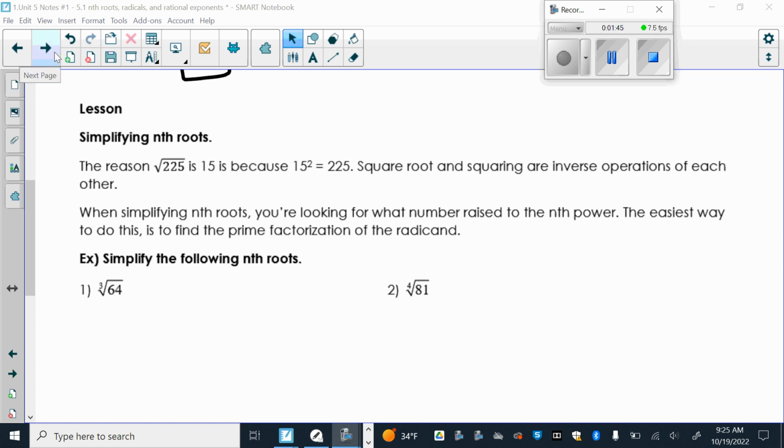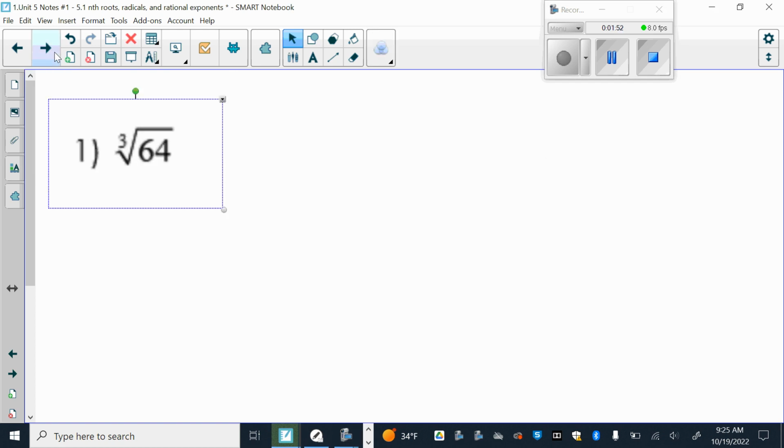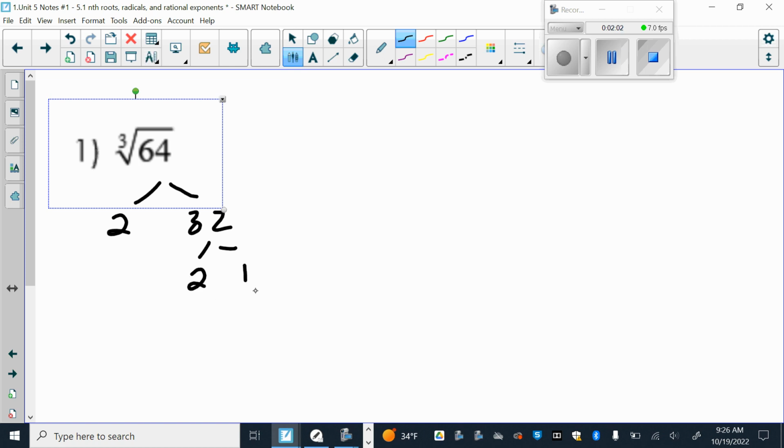So let's take a look at example number 1, the cubed root of 64. I know 64 is divisible by 2, so that's 2 and 32. I know 32 is divisible by 2, so that's 2 and 16. I know 16 is divisible by 2, so that's 2 and 8. And I know 8 is divisible by 2, it's 2 and 4, and keep going, that's 2 and 2.